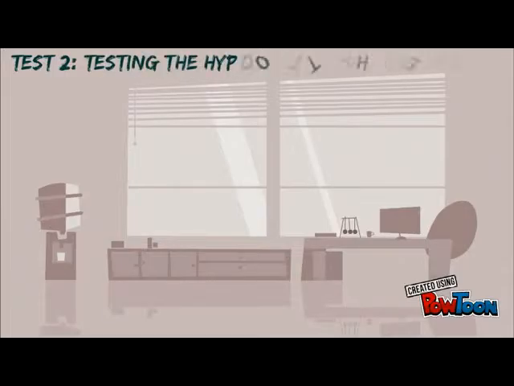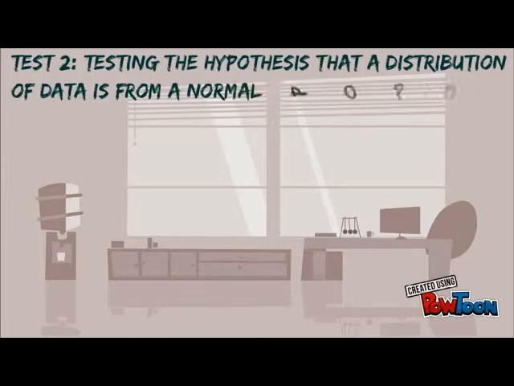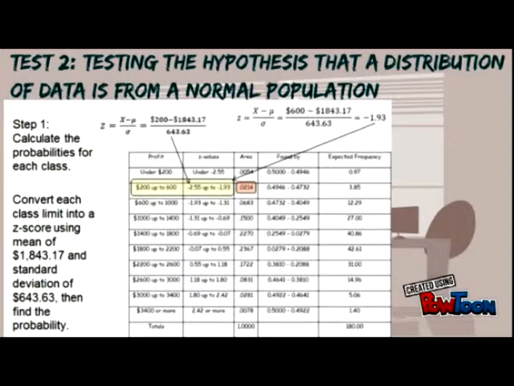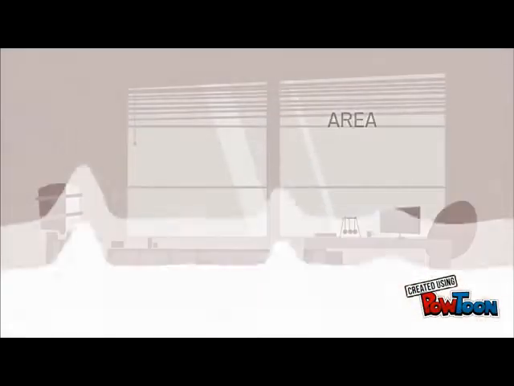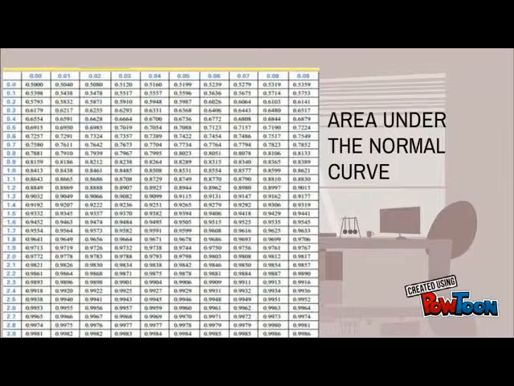Test 2 is testing the hypothesis that a distribution of data is from a normal population. Step 1. Calculate the probability for each class. Convert each class limit into a z-score using the given mean and standard deviation, then find the probability. We use the area under the normal curve table to find the values of the areas and calculate the z-score.